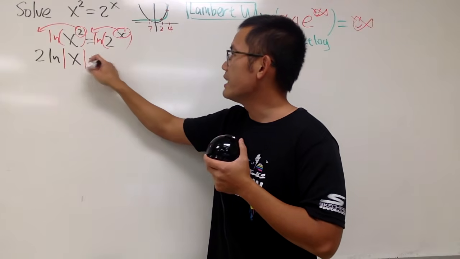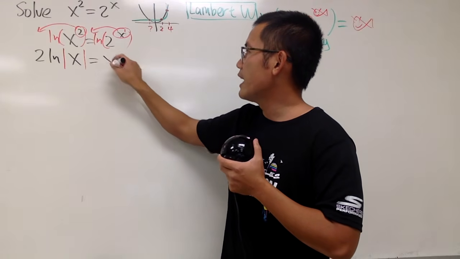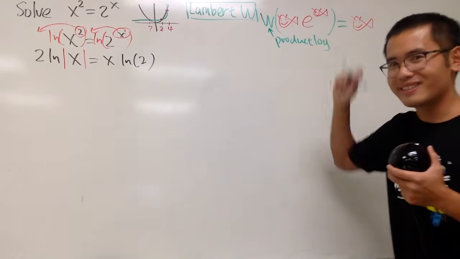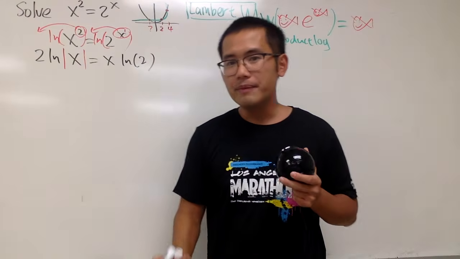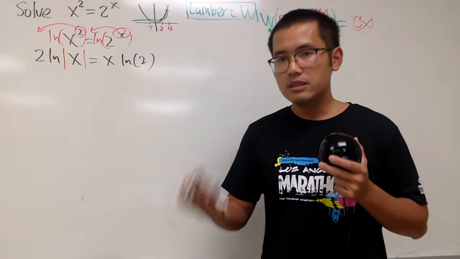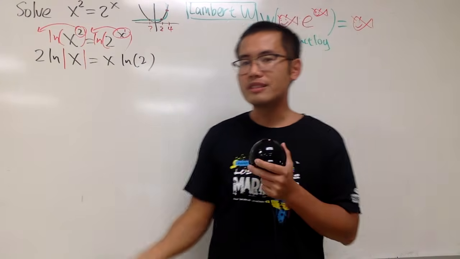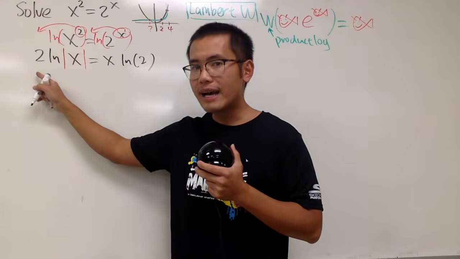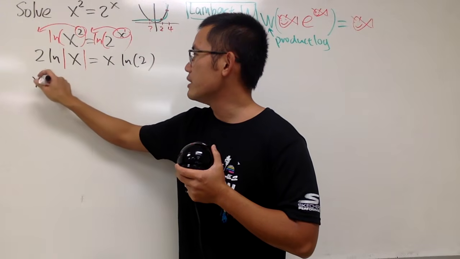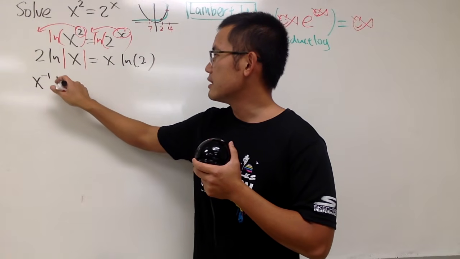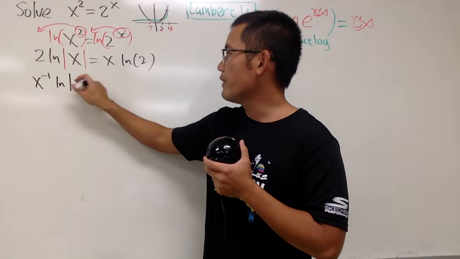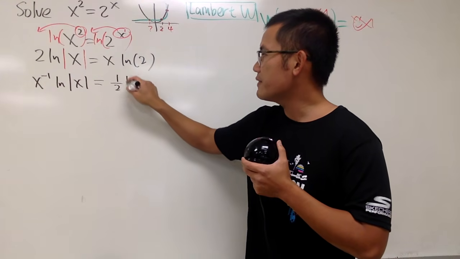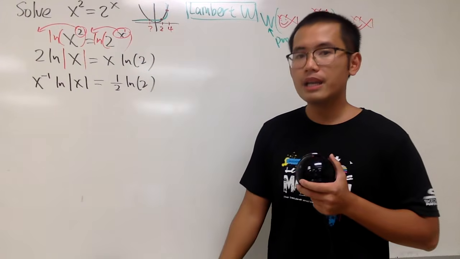And then on the right-hand side, we have the x in the front, so that's very nice. And this is natural log of 2. This is the natural log, this is the product log, right? Okay, so that's what we have at the moment. Now, we are going to collect all the x on one side and then the 2 on the other side. Divide the x on both sides. Let me write it down as x to the negative 1 power right here. And this is the natural log, absolute value of x. And this is equal to, dividing by the 2 right here, 1/2 natural log of 2.